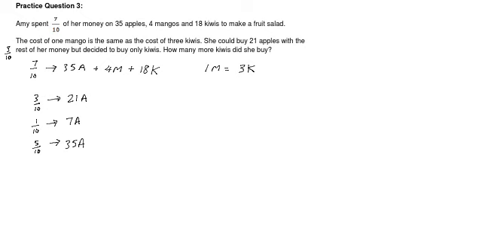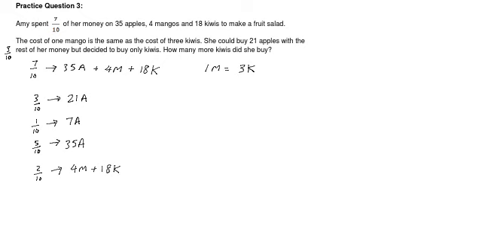Okay, so you can see that 7/10 can get you 35 apples, 4 mangoes, 18 kiwis. 5/10 give you 35 apples. So when I subtract this and this, let's subtract 5 over 10 from 7 over 10. I can get actually 2 over 10, right? This actually gets me 4 mangoes and 18 kiwis. Alright?